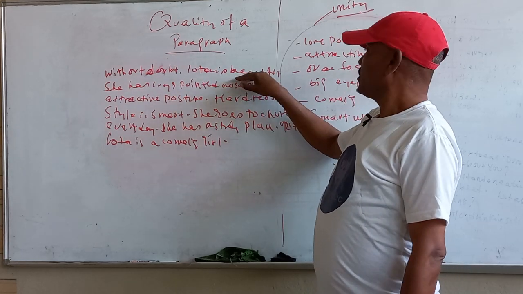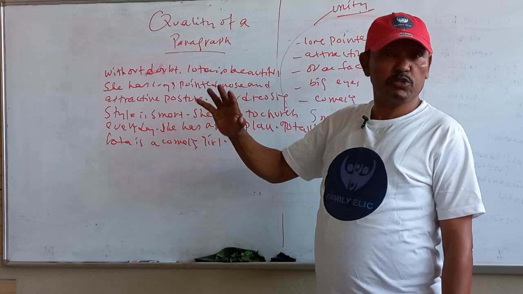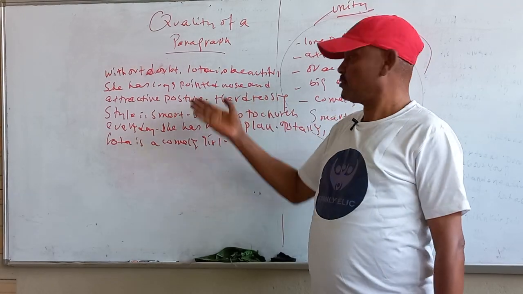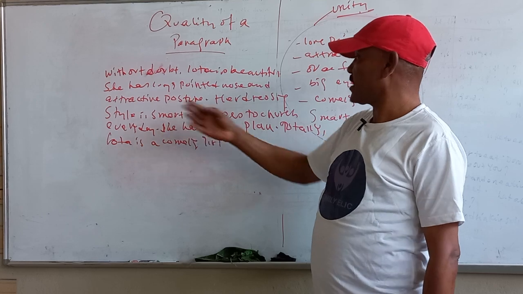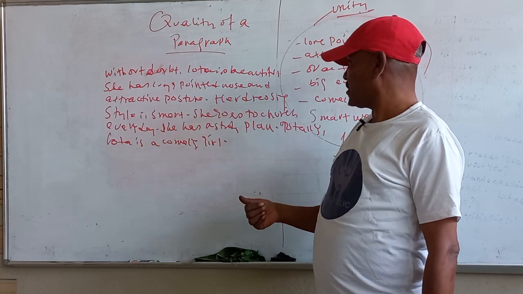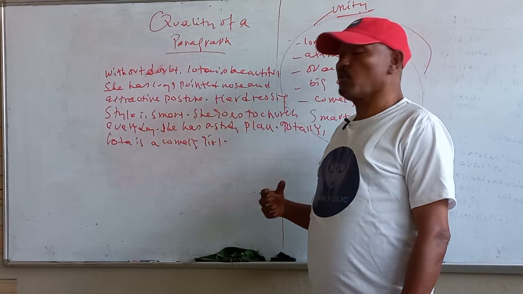So the way that I'm going to write is about what things make Losa beautiful here. She has a long pointed nose, right? An attractive posture, right? Her dressing style is smart. She goes to church every day. She has a study plan. Totally, Losa is a comely girl.